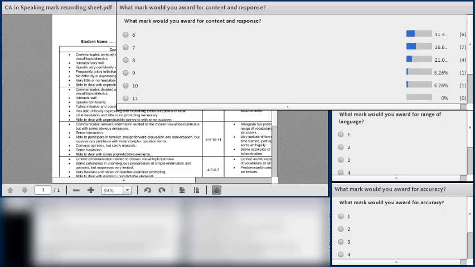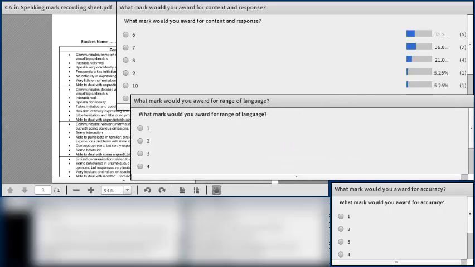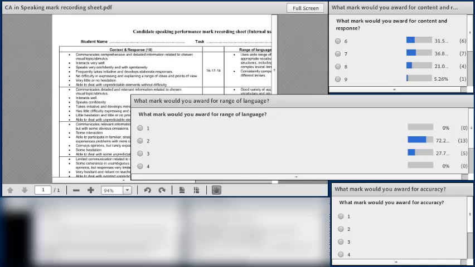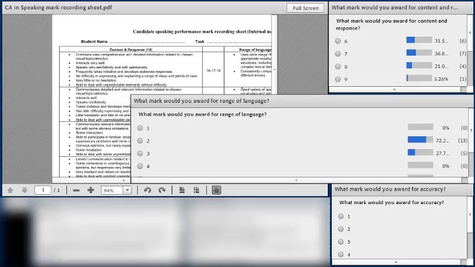If we can have a look at the range of language, she's not dependent on the prompting. She doesn't really need prompting. Once or twice she has a moment, but otherwise she can answer the question quite fully. So for the range of language, sorry, I'll just broadcast those marks. Okay, so you can see then that a lot of people are going for a mark of 2.